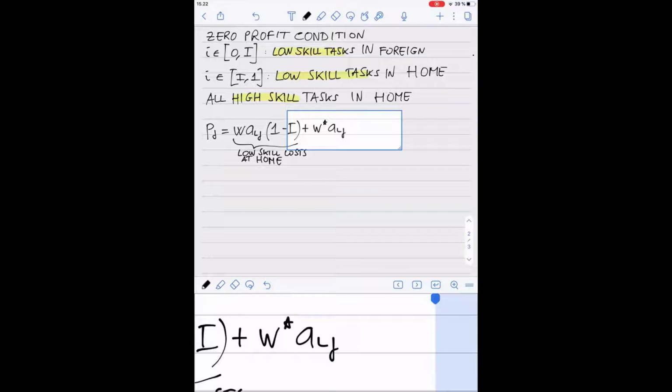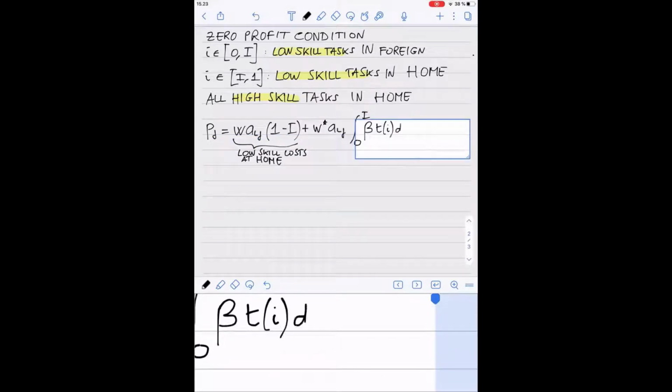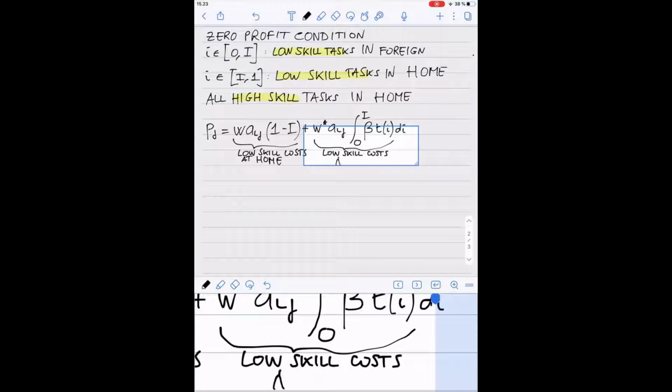So here we cannot simply multiply everything by capital I because that's not the total cost associated with producing tasks abroad. What we actually have to do is to integrate from 0 to capital I beta times t of i di. And these are the costs associated with low skill tasks abroad. So this is low skill unit cost, of course, abroad.